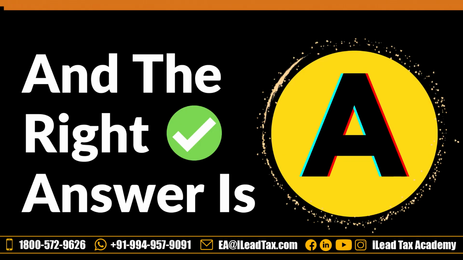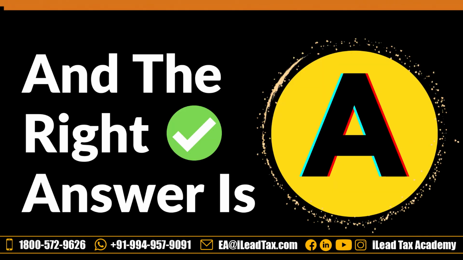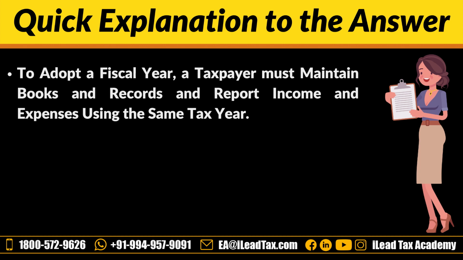The answer is A. So here, to adopt a fiscal year, a taxpayer must maintain books and records and report income and expenses using the same tax year. So option A is the correct answer. Let's go to the next question.